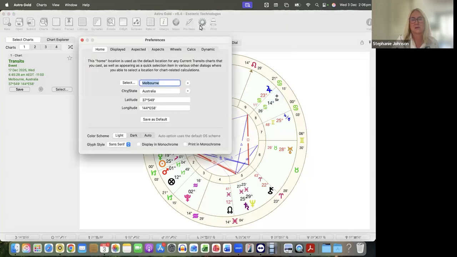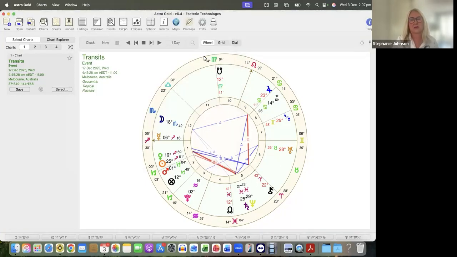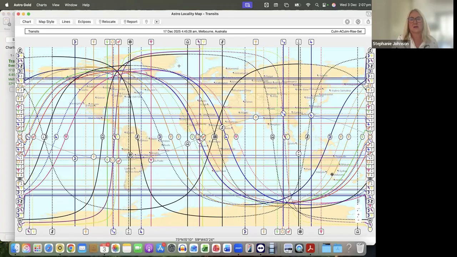But if you don't, you come in here to preferences, to displayed, and we will take some of these things off. I like Juno and Vesta, so I'm going to leave them on there. We'll leave the North Node and the South Node there, but I might take off the Part of Fortune. We're looking at these displayed points, and then what we do is we click on maps. And you will see that they're all along here at the top.